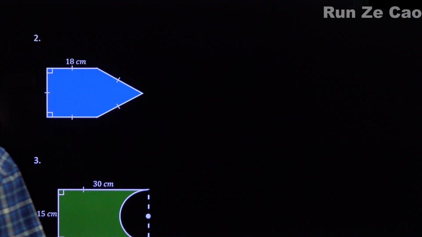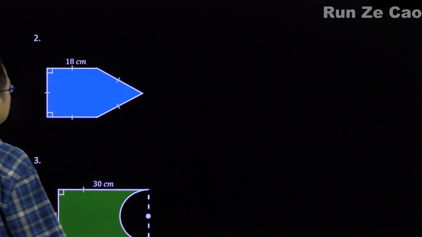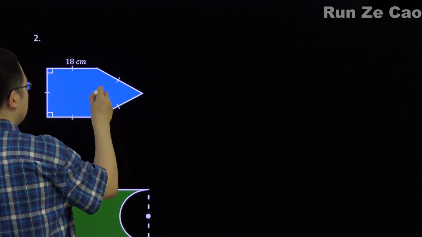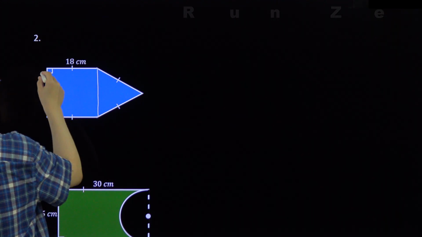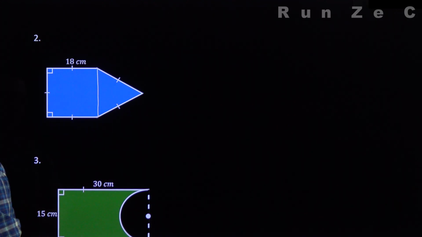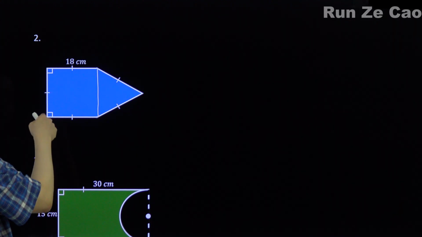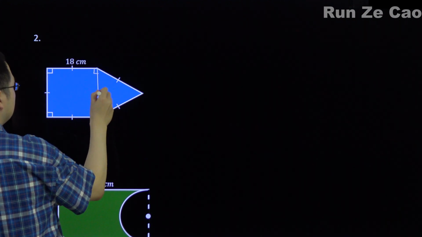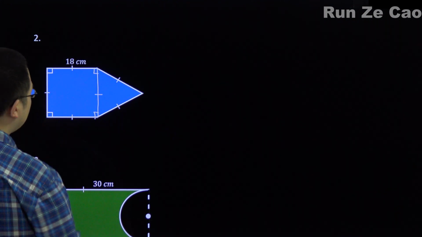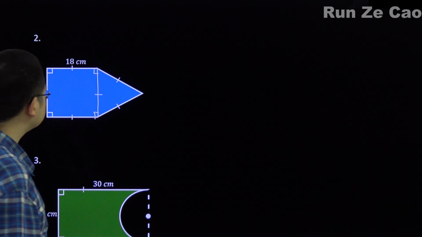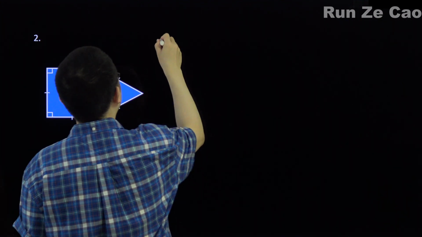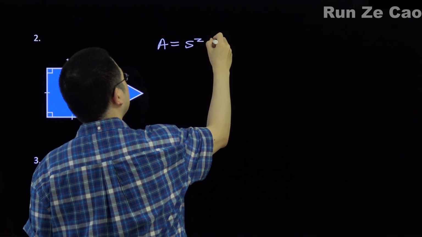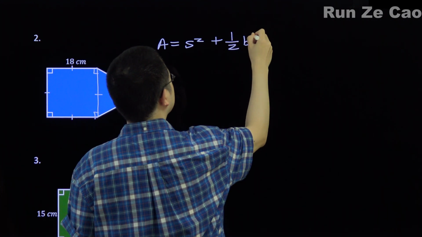So 18 centimeters. Now we know that all 5 sides here are equal. What does this imply for the shape? Here we have these 2 sides being parallel, and they're at right angles to this side, which tells us that this is going to be a square, and that one is an equilateral triangle. So the area is equal to side length squared plus 1/2 base times height.